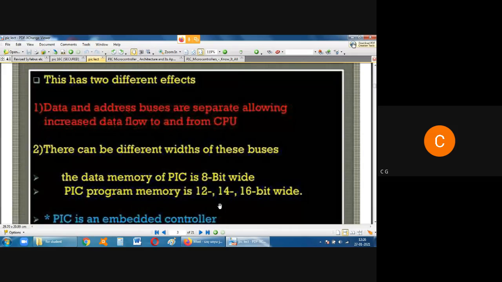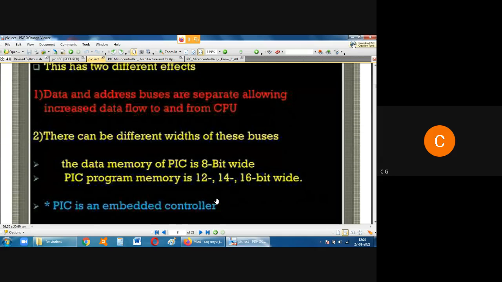Now program memory is a different thing. It is separate. You can consider it like some government official body, and there may be 12 people or 14 people. So if you imagine this way, you will be able to reproduce it. In case of PIC, the program memory is 12, 14, 16 bit, and the data is 8 bit only.